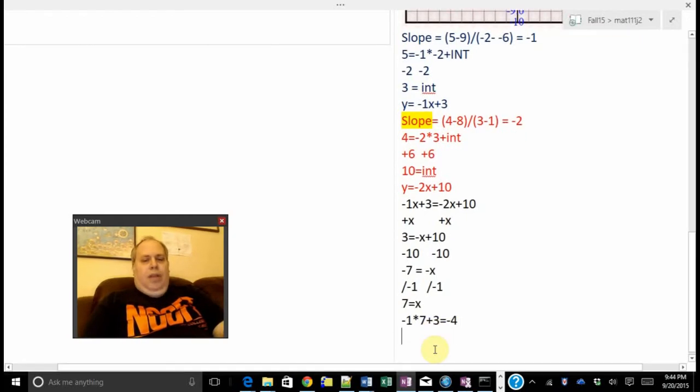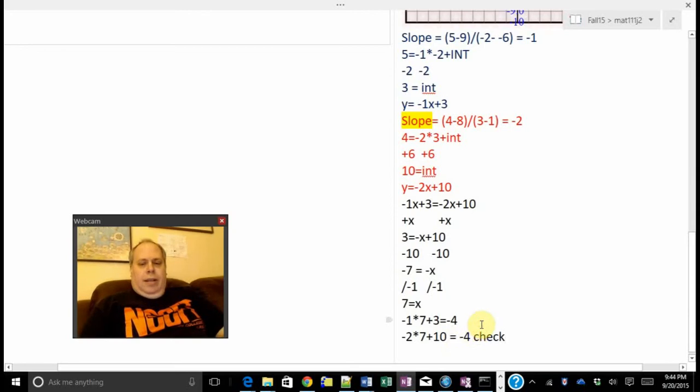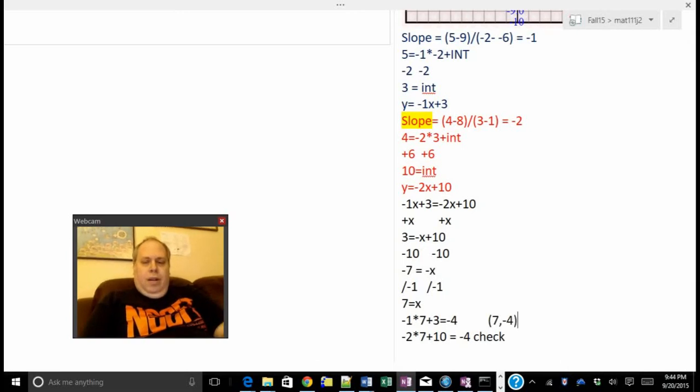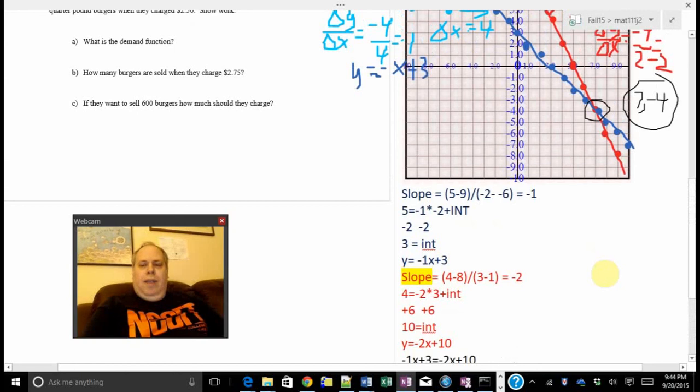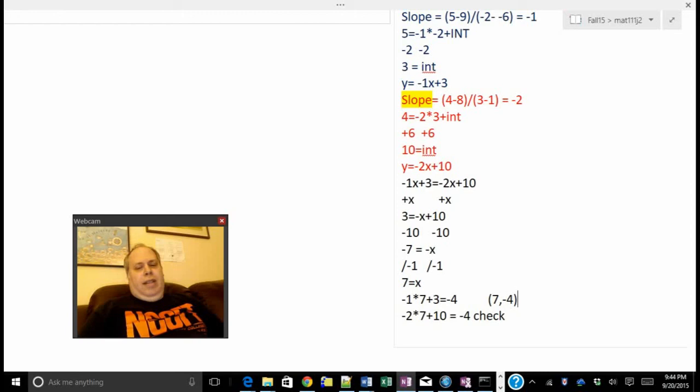Now, the whole point is, both formulas, when we plug in the x, should give us the same y. So negative 2 times 7 plus 10 is negative 4. So that checks. And our answer is 7 comma negative 4, which is exactly what we got graphically. So 7 comma negative 4, it all checks.